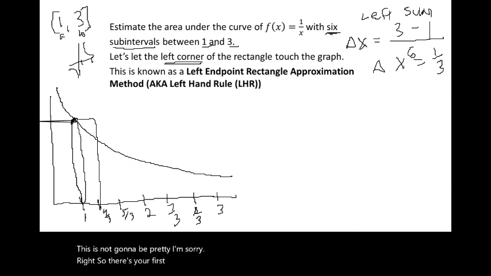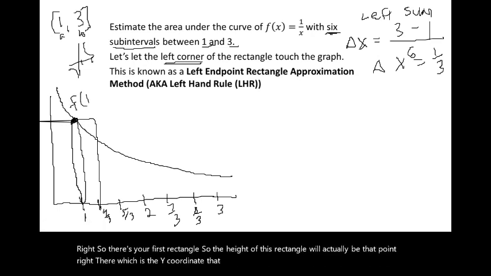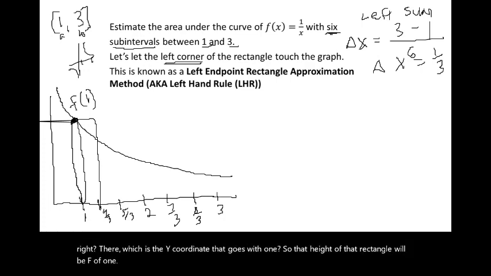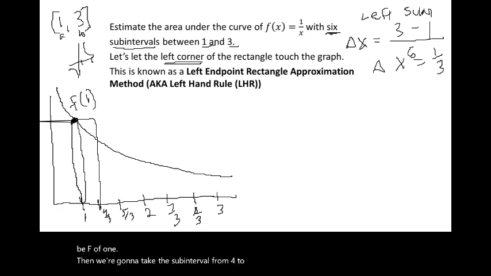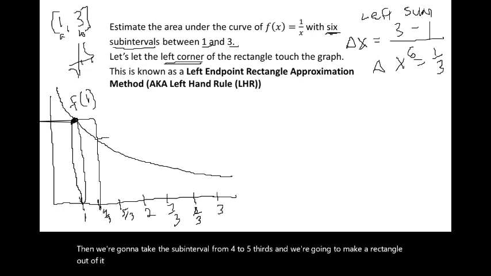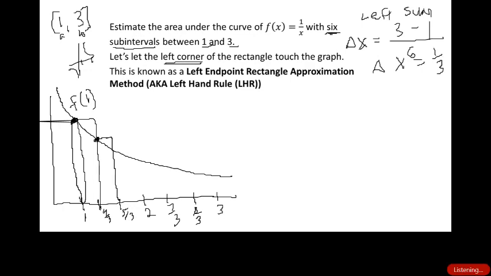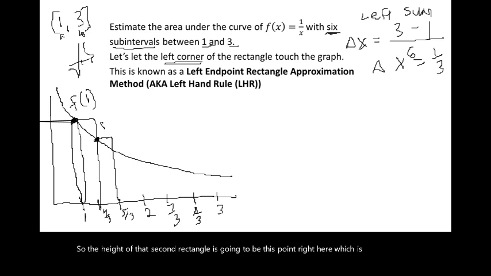So the height of this rectangle will actually be that point right there, which is the y-coordinate that goes with 1. So that height of that rectangle will be f of 1. Then we're going to take the subinterval from 4/3 to 5/3 and we're going to make a rectangle out of it. Now these two rectangles need to share a side. So this next rectangle, that was better, goes something like this. So the height of that second rectangle is going to be this point right here, which is the y-coordinate that goes with 4/3, or f of 4/3.